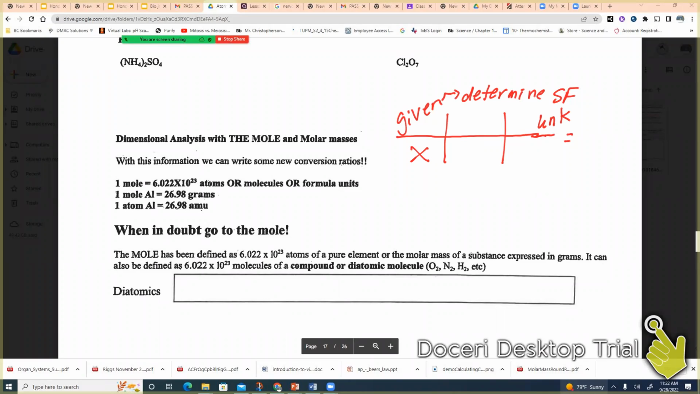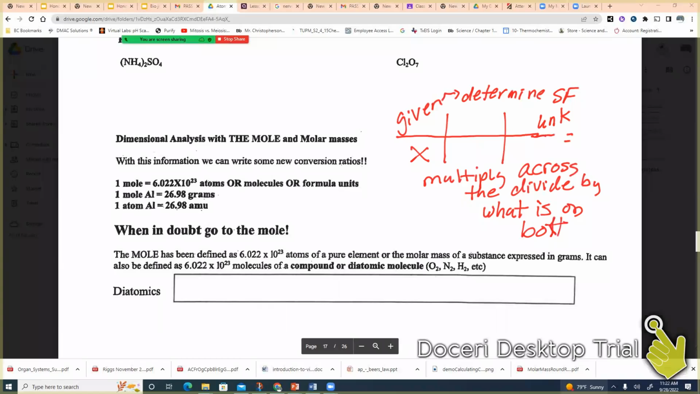And then remember, when we get all of that done, we multiply across and then divide by what's on the bottom. A lot of times there'll be just ones on the bottom and you won't have to worry about that. But sometimes you're going to have other things on there.